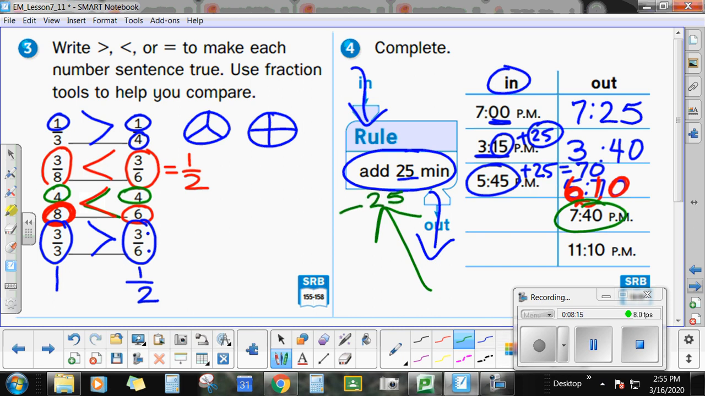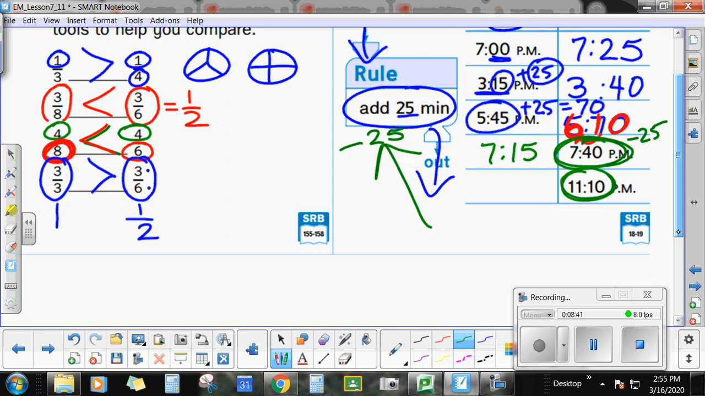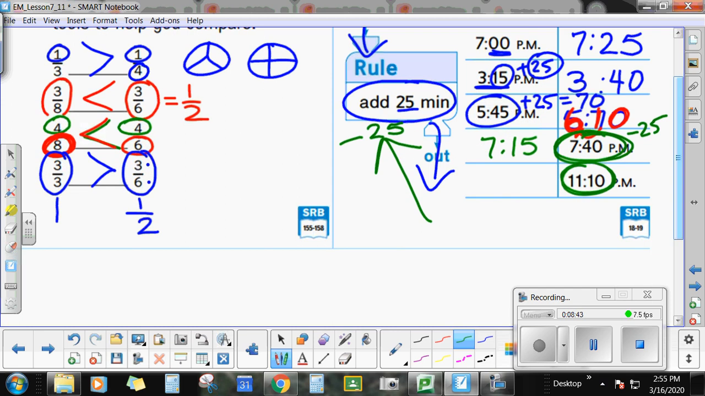Okay, so if 7:40 came out and you subtract 25 minutes, right, subtract 40 minus 20 gets me to 20, subtract 5 more gets me to 15. And so we're going to be at 7:15. Right? Now, I take 11:10 and I want to subtract 25 minutes from that. Now, I can only subtract 10 minutes and that's going to take me backwards in time, right?